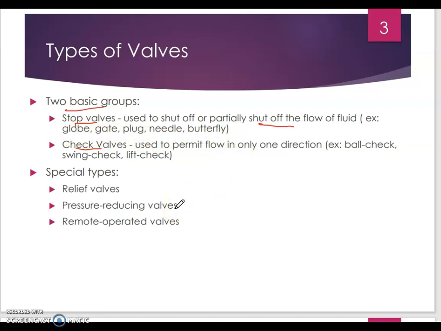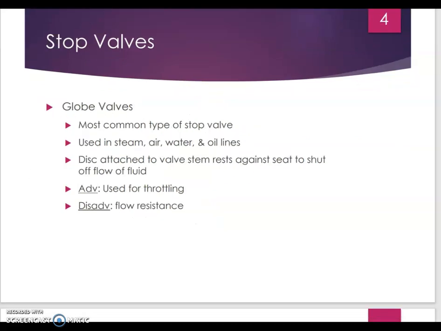Then we also have the check valve. The check valve function is to make sure the flow in the piping goes in only one direction, so there will be no backflow or U-turn of the flow inside the piping system. Examples of check valves are ball check, swing check, and lift check. We also have special types of valves, which are the relief valve, pressure reducing valve, and remote operated valve. Let's look into the first one, which is the stop valve.